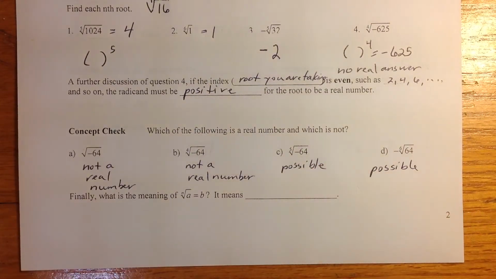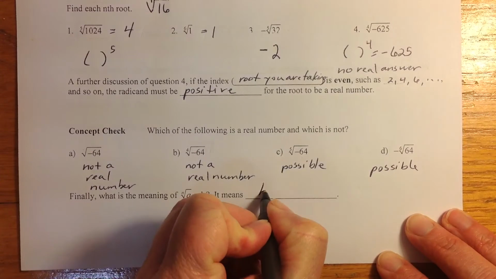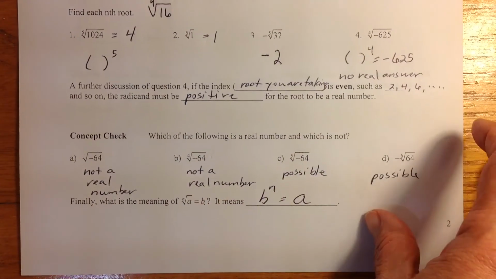So finally, what is the meaning of the nth root of a equal to b? Well, it means b to this power is equal to a.